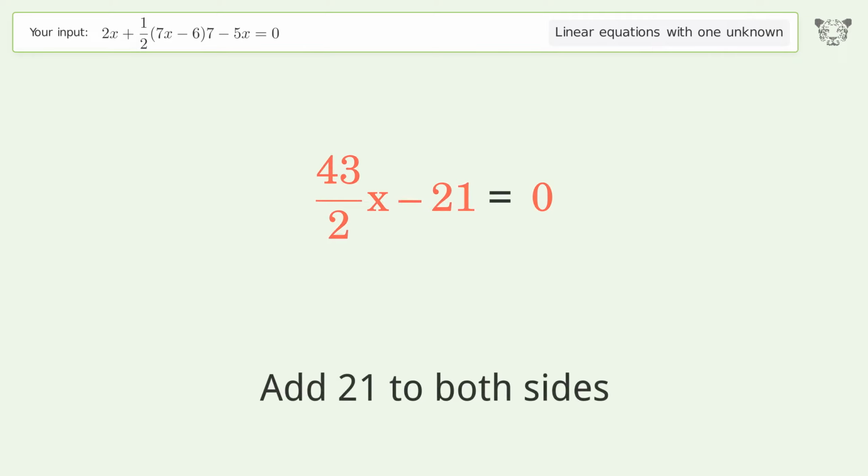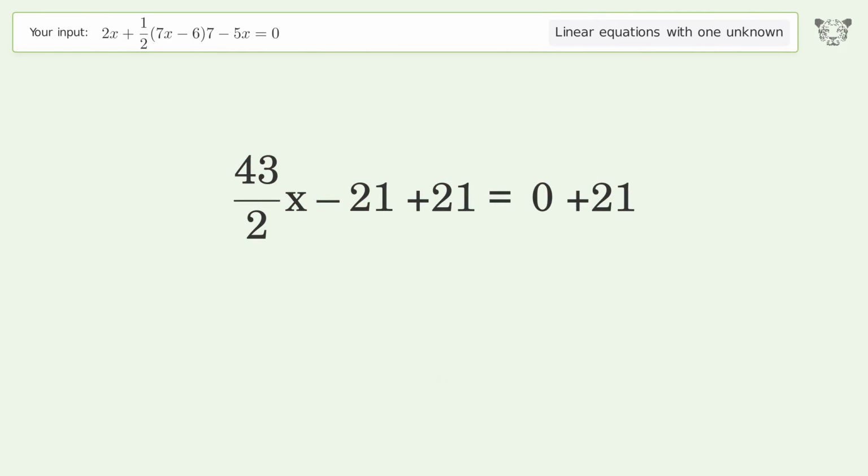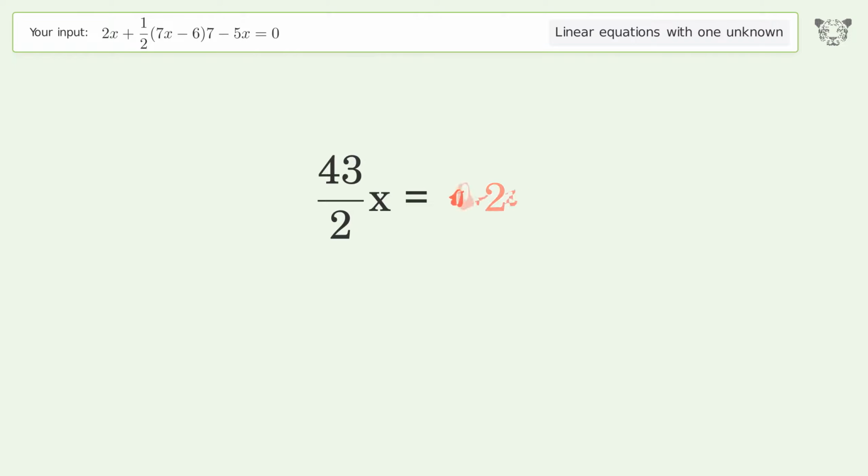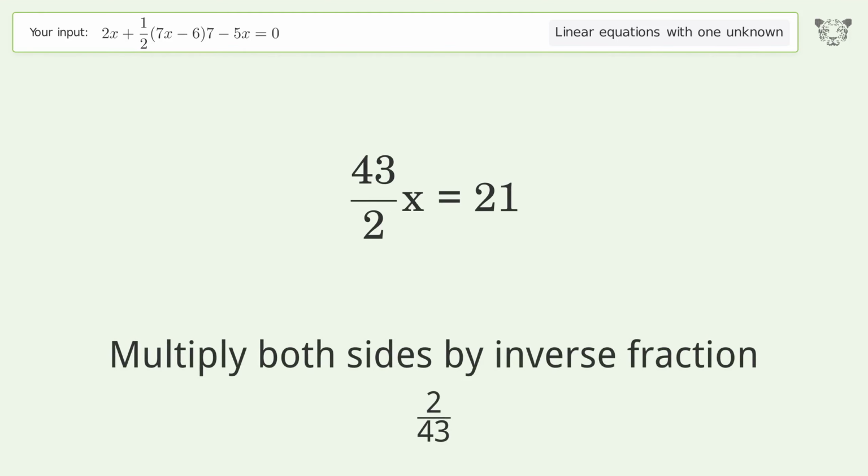Add 21 to both sides. Simplify the arithmetic. Isolate the x. Multiply both sides by inverse fraction 2 over 43.